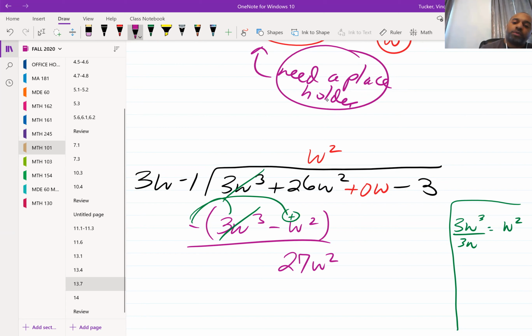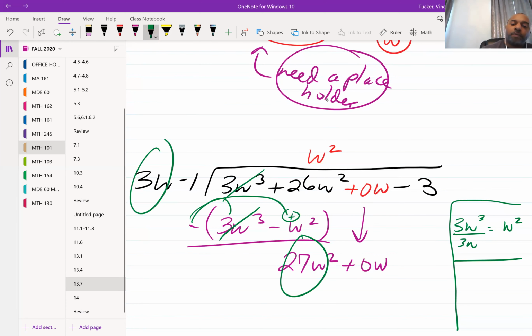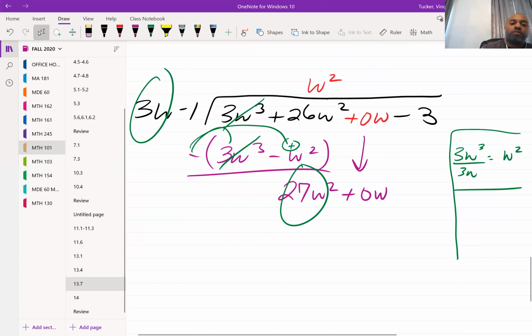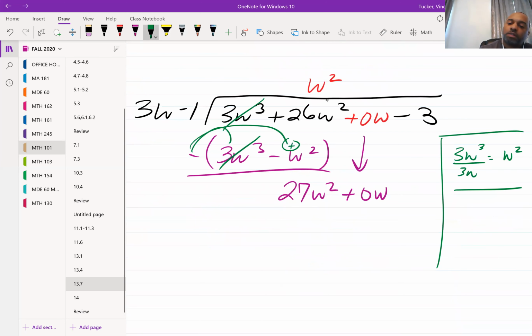Bring down 0w. Now 0w carries no value. It's just a placeholder to help us when we go about our progression. So now you're looking at first terms in each once again. What times 3w will give you 27w squared? 27w squared divided by 3w is going to be what, 9w?